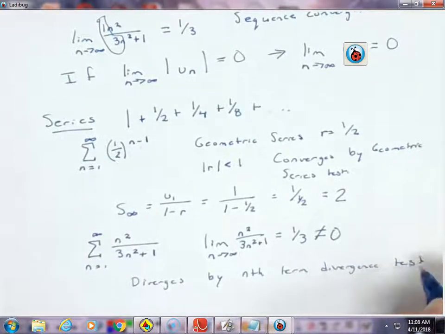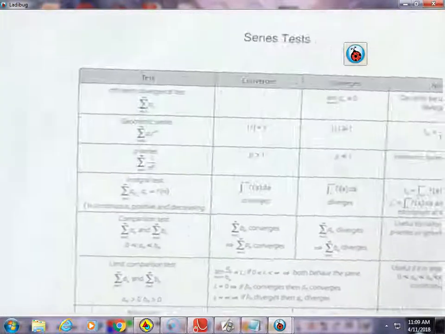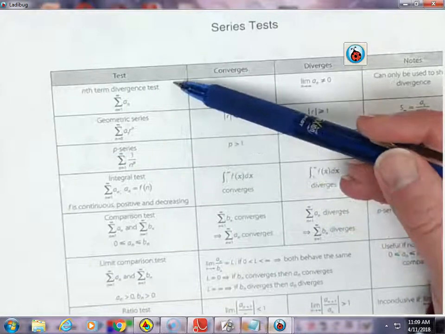Okay, so any particular series that they give you, if the limit as n approaches infinity of the sequence does not go to 0, then it absolutely diverges. Now, if it happened to go to 0, that tells you nothing. It may or may not converge. But if you get anything besides 0, you absolutely know it diverges and you don't have to do anything else. So far all we've done is talk about geometric and nth term.